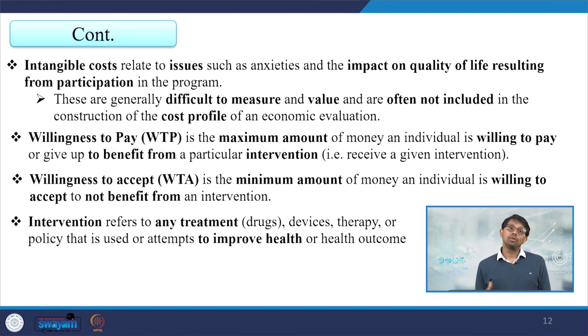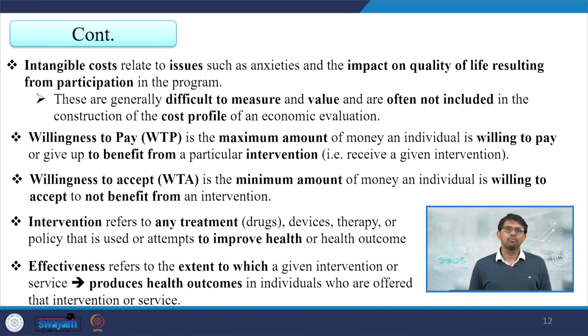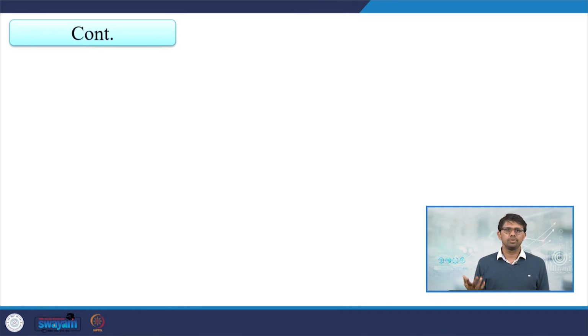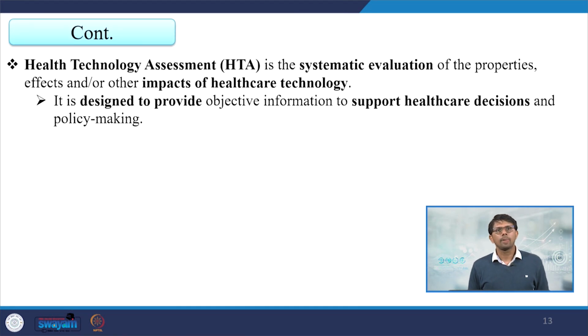So, again, what do you mean by intervention? It refers to any treatment, maybe a drug, device, therapy or policy that is used or attempts to improve health or health outcome. Effectiveness refers to the extent to which a given intervention or service produces health outcomes in individuals who are offered that intervention or service. So, basically the effectiveness refers specifically to the health outcomes.